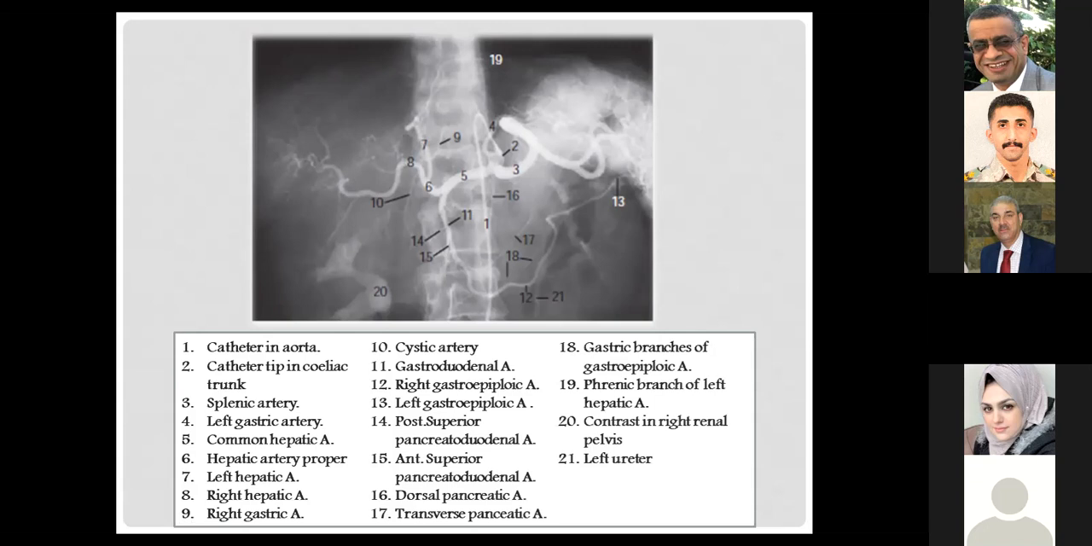The ones that are most useful for us among all of these are number 12 and number 13, which is the right gastroepiploic artery, and number 14 and number 15, which are the posterior superior pancreatic and the anterior superior pancreatic arteries.